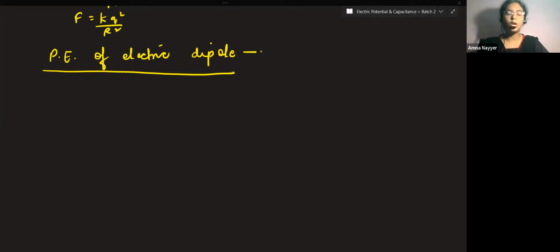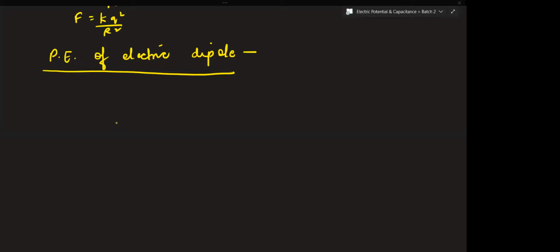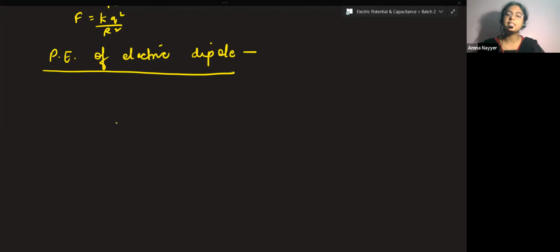Yes, Rishan, what was meant by dipole? Anyone who remembers what was dipole? Two dissimilar charges separated by a distance of 2a. Two charges having the same magnitude but opposite sign, separated by a small distance, that is 2a.